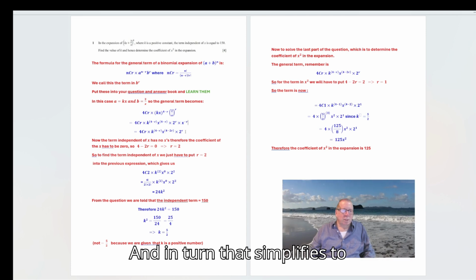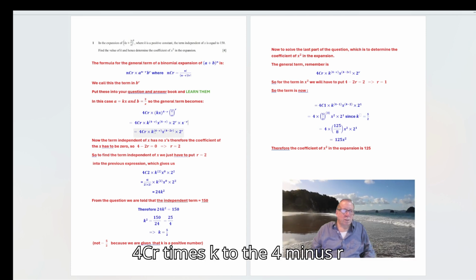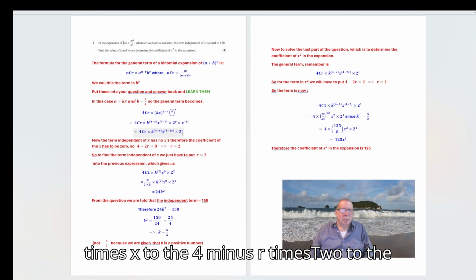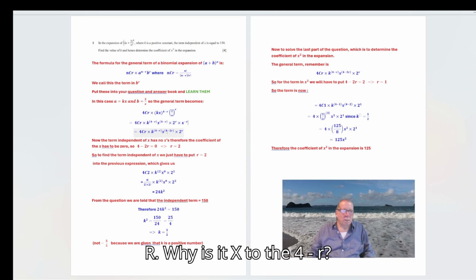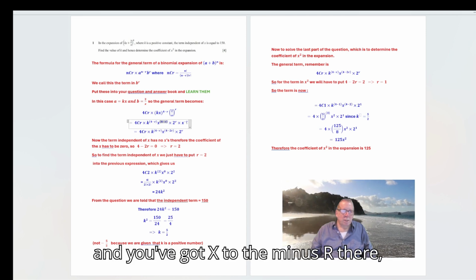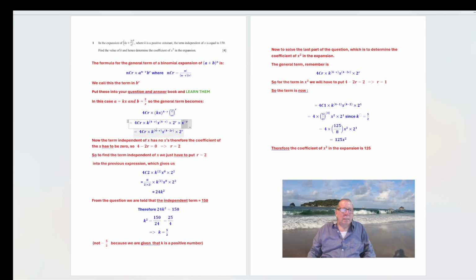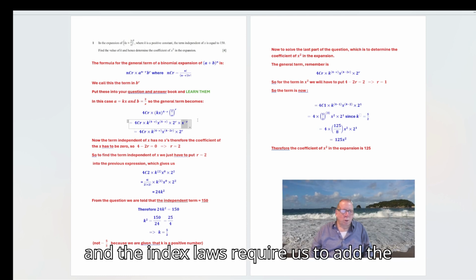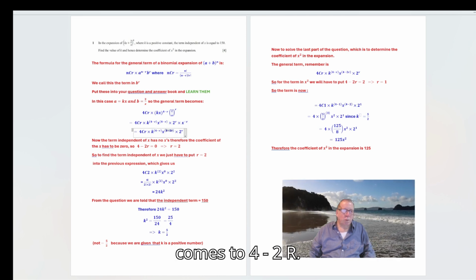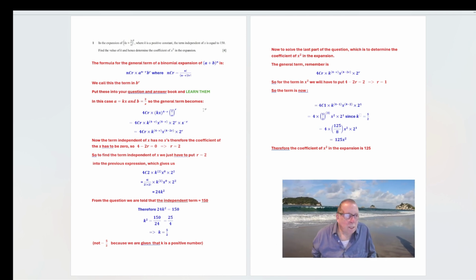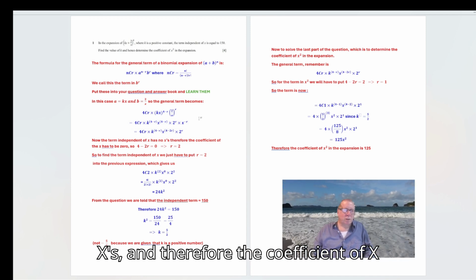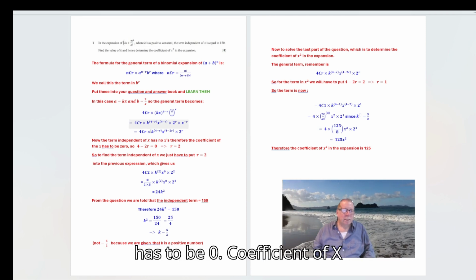And in turn that simplifies to 4Cr times k to the 4 minus r times x to the 4 minus 2r times 2 to the r. Why is it x to the 4 minus 2r? Because you've got x to the 4 minus r there, and you've got x to the minus r there, and the index laws require us to add the indices, so 4 minus r plus minus r comes to 4 minus 2r.